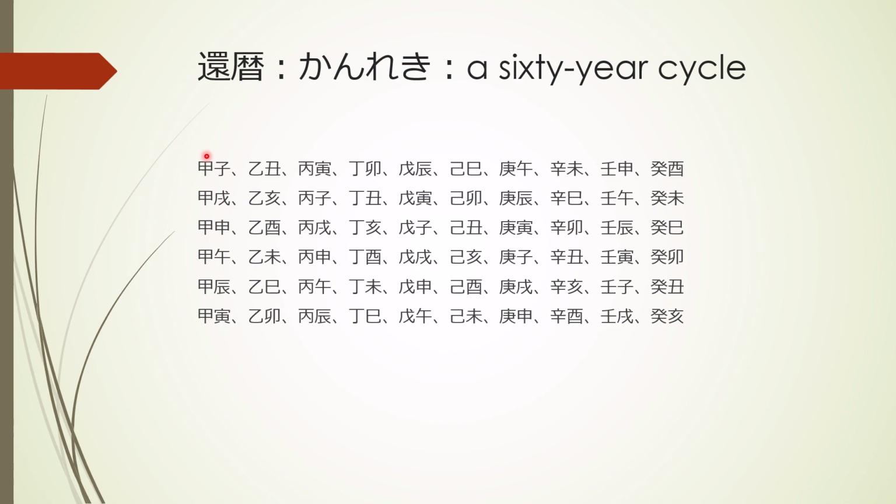It's a 60-year cycle, so in this case, the current one, the Kinoe Ne, starts in 1984. Okay. 1984, Kinoe Ne, Kinoto Ushi, Kinoe Tora, Kinoto U, Tsuchinoe Tatsu, Tsuchinoto Mi, Kanoe Uma, Kanoto Hitsuji, Mizunoe Saru, Mizunoto Tori, and so it continues until the end of the cycle.